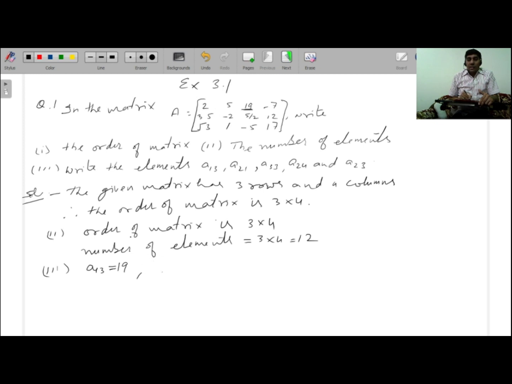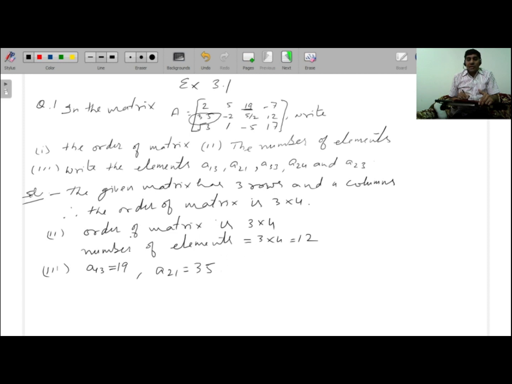Second, A21, the element which lies in the second row and first column. This is the second row and this is the first column. So 35 is the element which lies in the second row and first column.